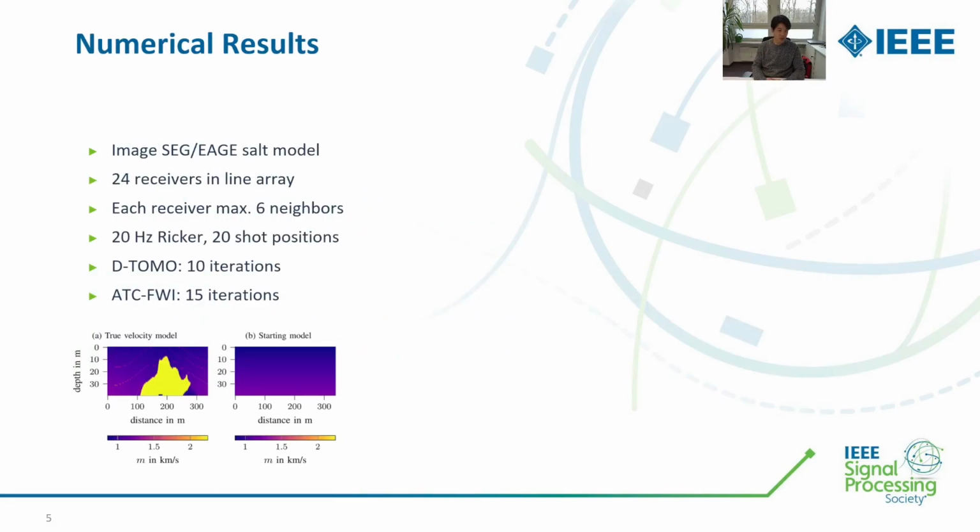Here's a numerical result where we image the SEG/EAGE salt model, which you can see here. And we have 24 receivers in a line array on the top, where each receiver has a maximum of 6 neighbors. So each receiver can communicate with 6 other receivers. As a source, we use a 20 Hz Ricker wavelet, and we have 20 shot positions. Then we use D-TOMO for 10 iterations, where we have this starting model here, so a simple starting model. And after that, we use ATC-FWI for 15 iterations.